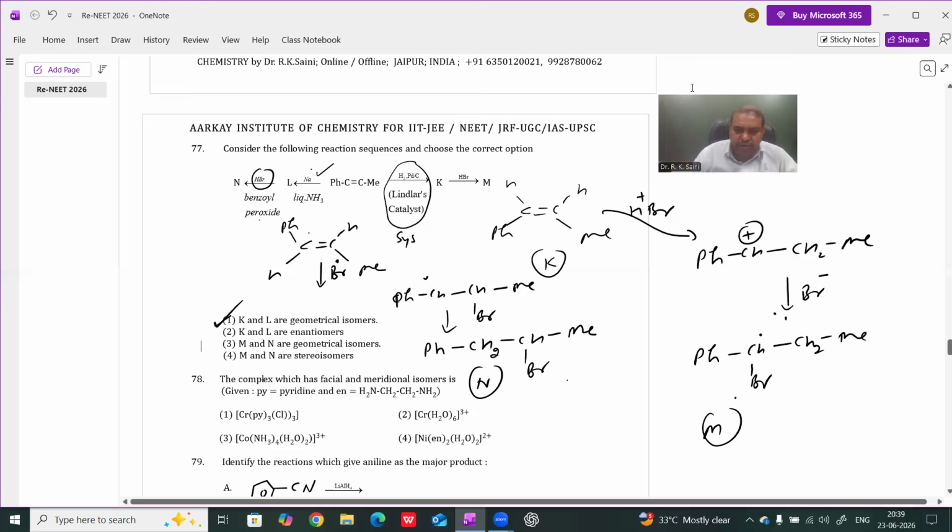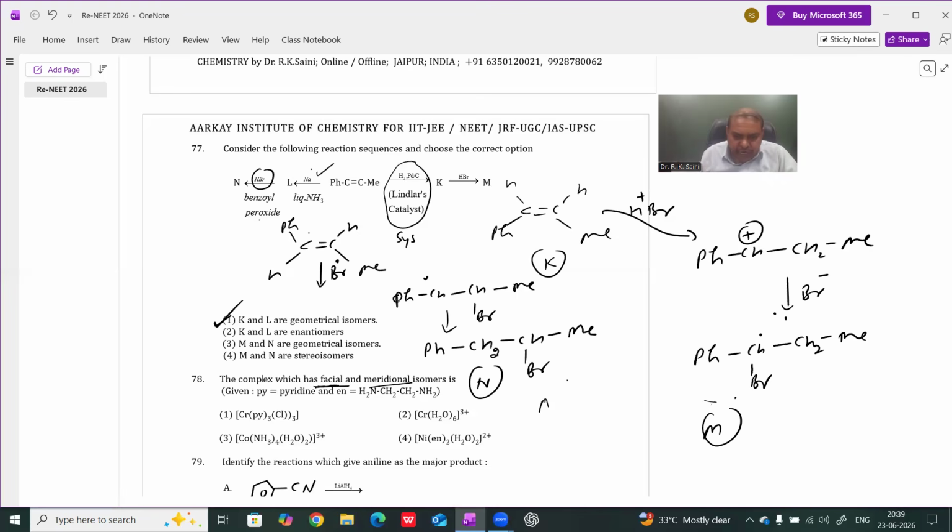Question number 78, also taken from coordination compounds. Simple question, taken directly from your NCERT book. Which compound shows facial and meridional isomers? We know that A3B3 type of compound shows facial and meridional isomers, because when three similar donor ligands occupy a triangular face, it is known as facial. Above and below, where they are arranged around the meridian, they are known as meridional, and hence only first option is correct.